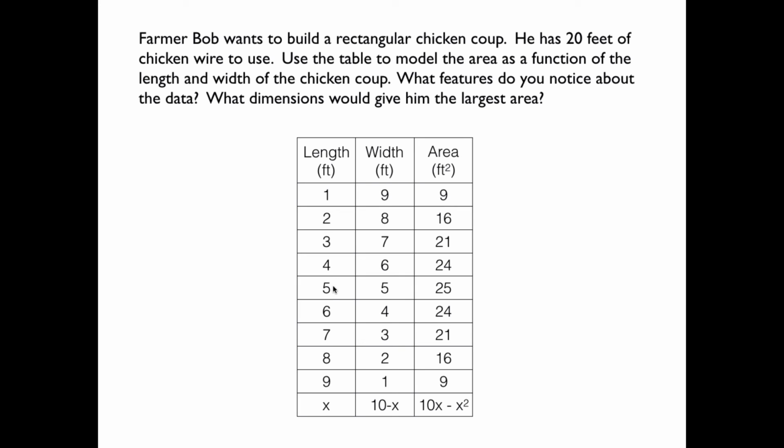And I hope you notice that there's a pattern here. As one side increases, the other side decreases. And so if we have a length of x, then the width would have to be 10 minus x. Now let's see if that works out. If the length is 1, then the width would have to be 10 minus 1. If the length is 2, then the width would have to be 10 minus 2, and so on. And so if this is the case, then the area would have to be the length times the width, and x times 10 minus x is 10x minus x squared.